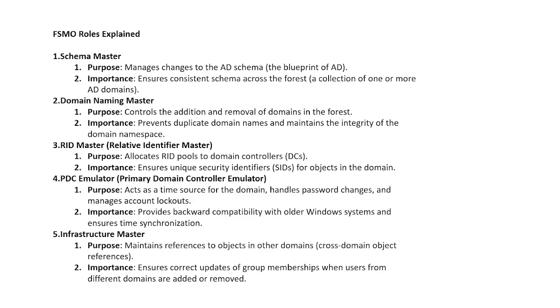As I told you, there are 5 FSMO roles and 2 are from the forest. Which are the 2 from the forest? The first one is schema master and the second one is domain naming master. And what is the purpose and importance of both, or any of the FSMO roles? You can see here.